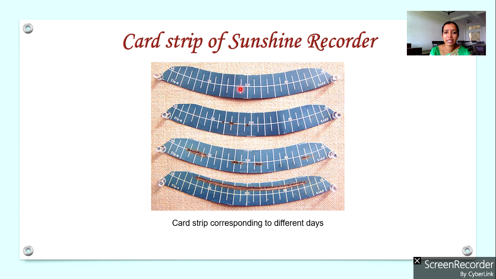And if we consider this particular strip, there is no burned space in this strip. That means no sunlight was available on this particular day. So that is how a sunshine recorder works.